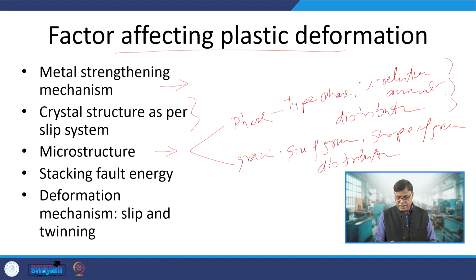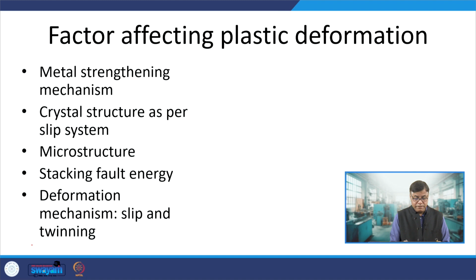So, larger the grain, lower will be the yield strength, easier will be the deformation. So, the grain structure has its own effect on the ease of deformation or the plasticity, and therefore, it is important to consider this. Another important aspect is the stacking fault energy associated with the particular metal.